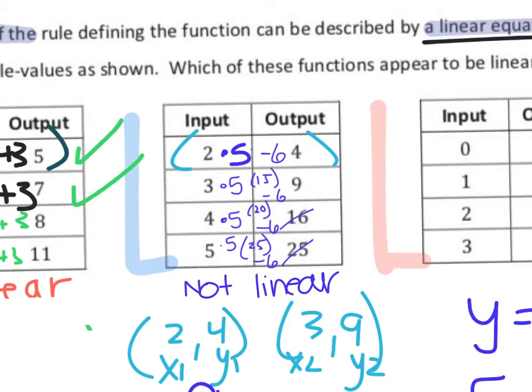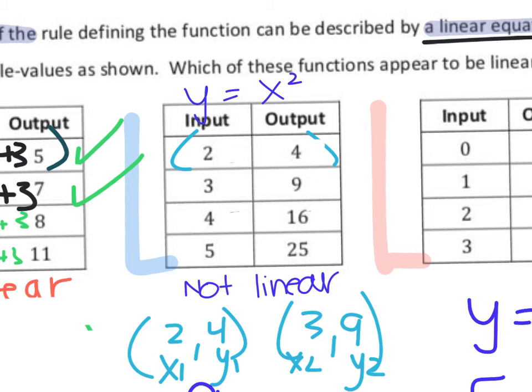In fact, if you look at it closely, and if you've paid attention to the math here, on the right column, those are all the perfect square of the left column. 2 squared is 4, 3 squared is 9. So while it's not linear, this does have an equation to it. It would be x squared. Or I shouldn't even use y, I should say f of x.